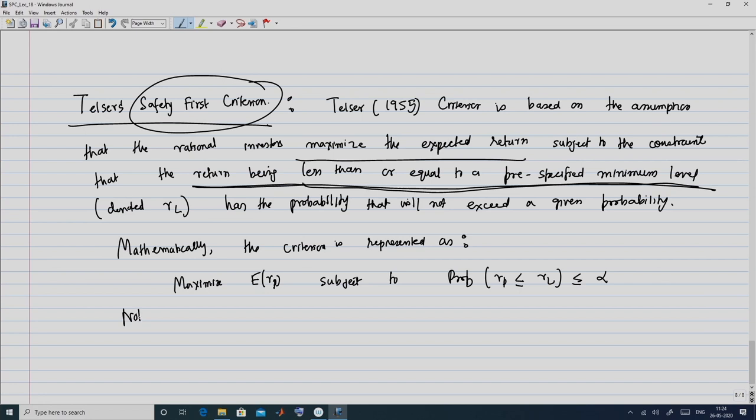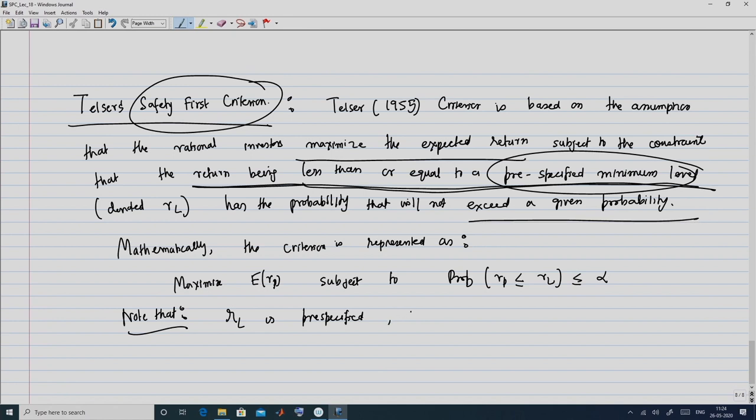So here note that first of all you have a pre-specified minimum level. So here your RL is pre-specified, and it will not exceed a given probability. So this indicates that alpha is also pre-specified.